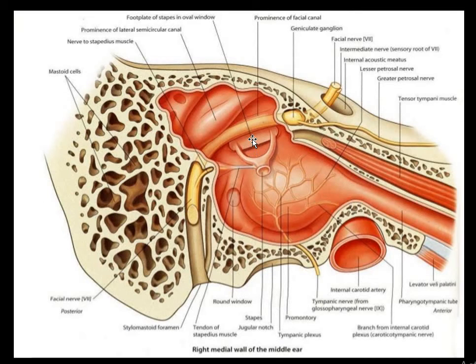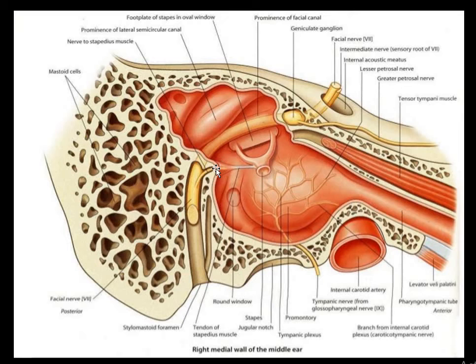Here same thing, this is the oval window. The facial nerve lies above the oval window. This is the lateral semicircular canal. The facial nerve lies anterior-inferiorly medially to the lateral semicircular canal. Okay, this is the processus cochleariformis here, and the facial nerve lies above it.